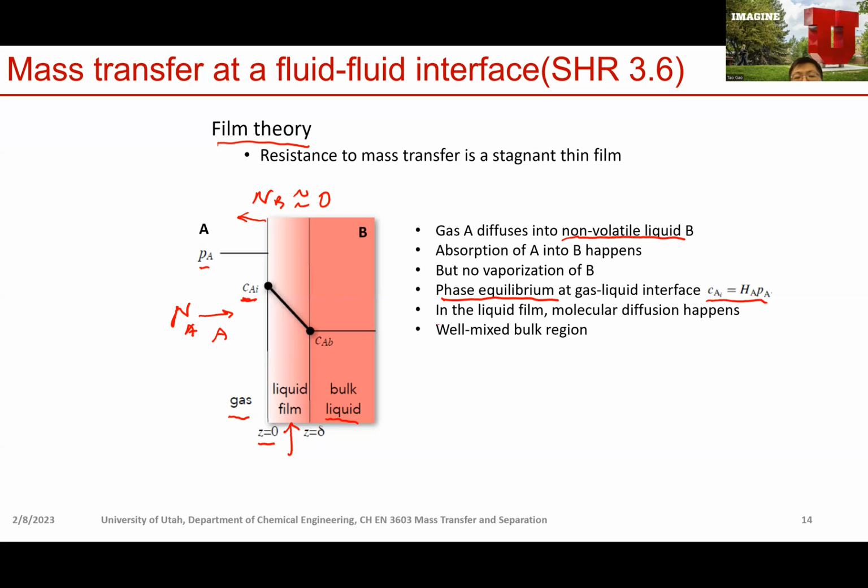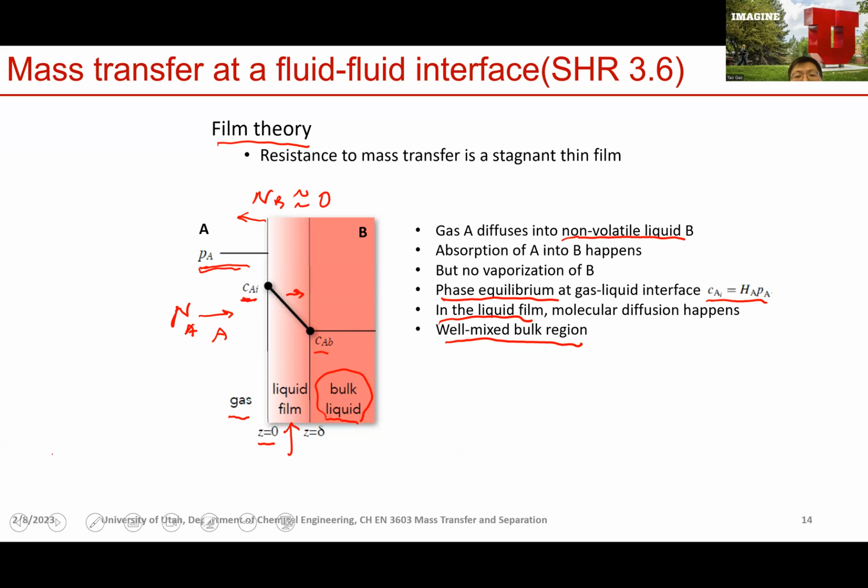And in the liquid film, we're going to have a concentration profile of species A, right? In this case, we assume there's a linear concentration profile here. And because there's such a concentration gradient, molecular diffusion will happen, bringing A into the bulk of B. And we assume there's a well-mixed bulk region, which means in the bulk of the liquid there's no concentration gradient of A, and in the bulk of the gas phase, there's no partial pressure gradient of A. Okay.